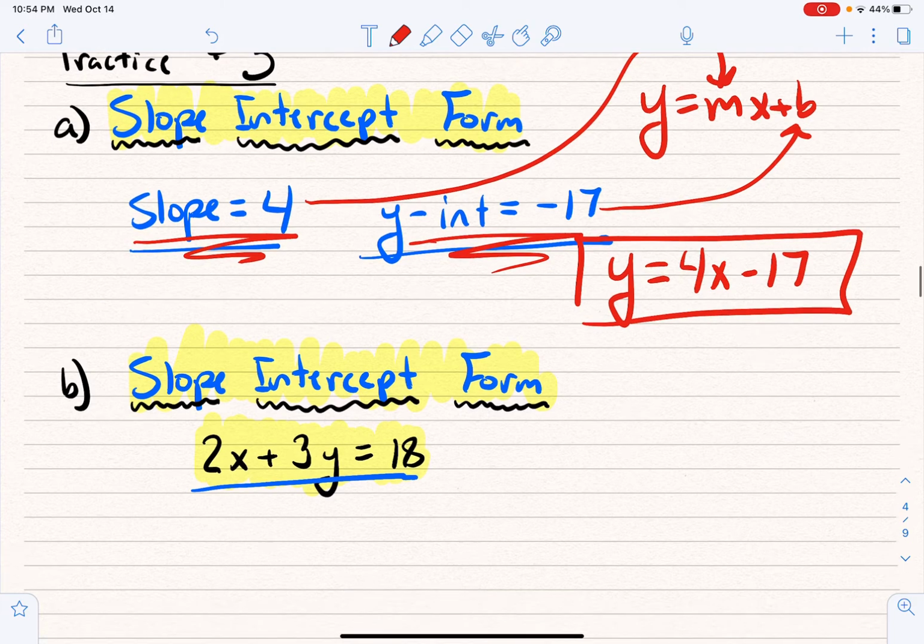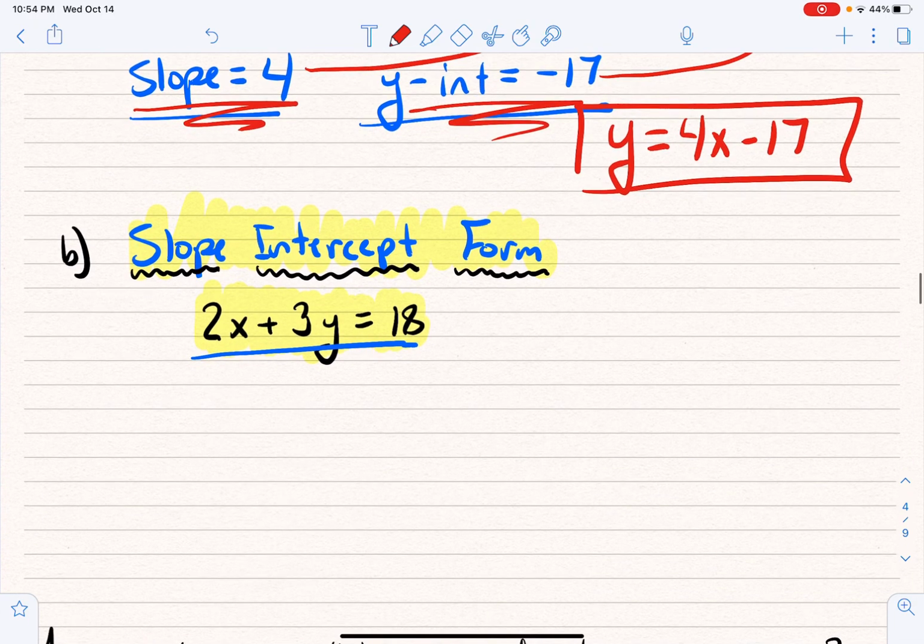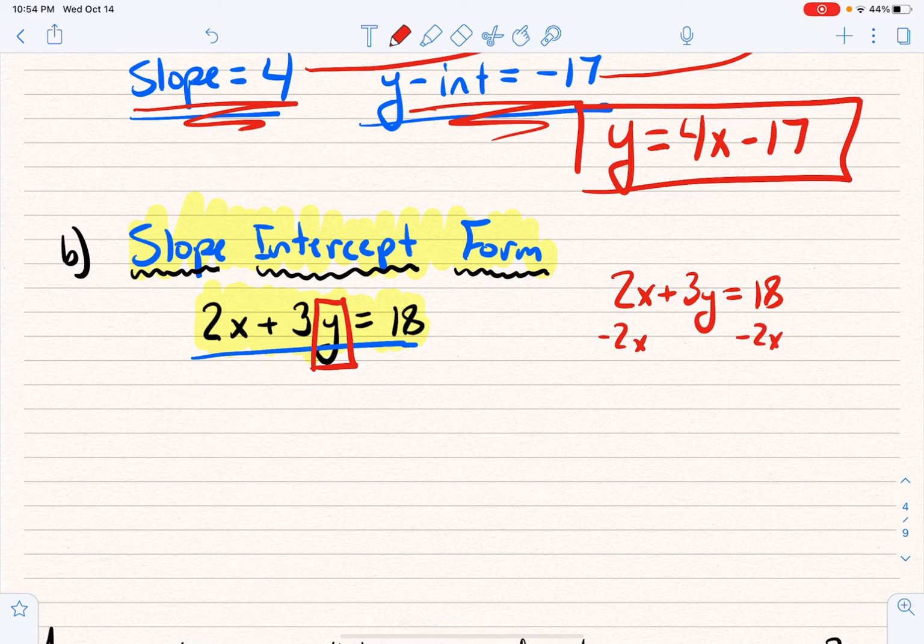Okay, for the second one, it's going to be at least a little bit more challenging. We can put this in slope-intercept form if we get the y all by itself. So we have to solve this for y. So I start with the equation 2x plus 3y equals 18. And I'm going to subtract 2x from both sides. When I do that, I get 3y is equal to negative 2x plus 18. And then I just divide by 3.